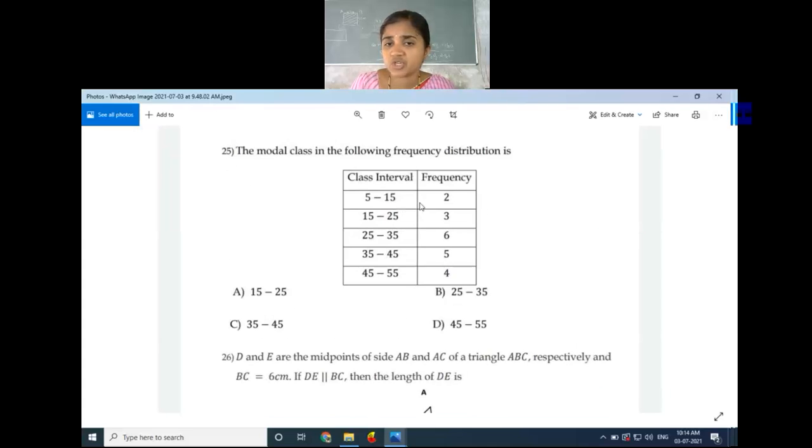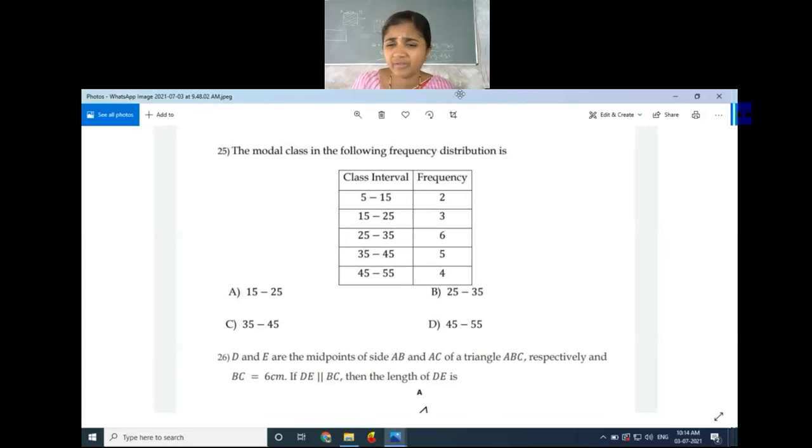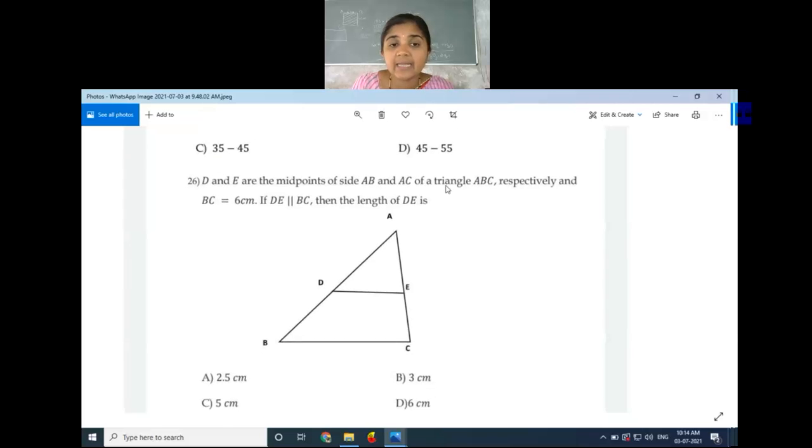Next is a very simple question. The modal class in the following frequency distribution is... Modal class is very easy. Modal class means the class with the highest frequency. That highest frequency class interval is known as the modal class. Here in the frequency table, 6 is the highest frequency. The class interval with frequency 6 is 25 to 35. So option B, 25 to 35, is the right answer. Got the idea of this question now?